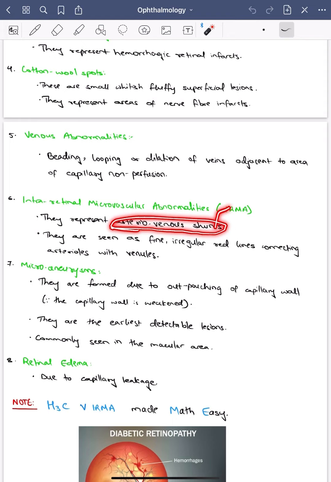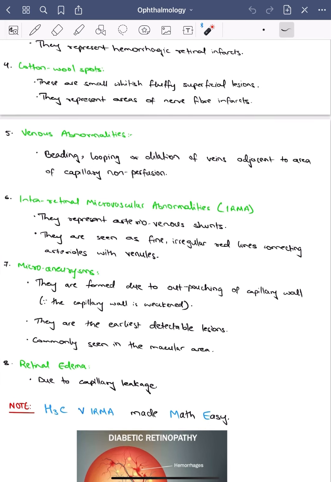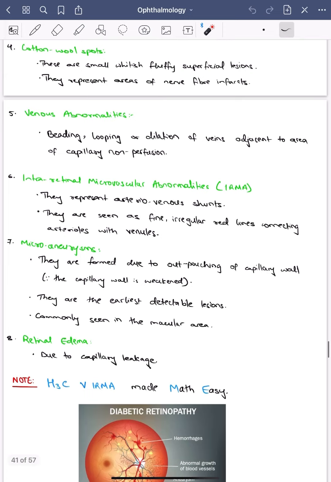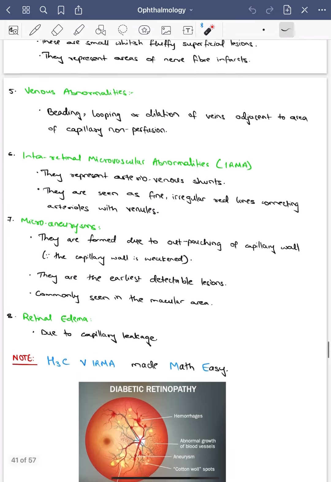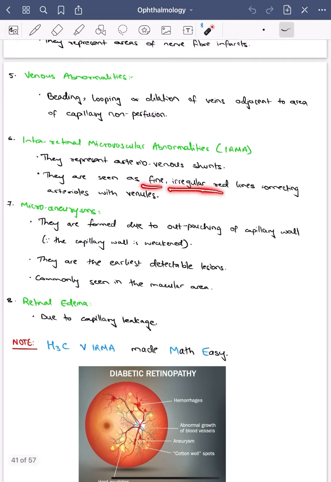Okay, we've discussed that because in the pathogenesis we discussed that due to microangiopathy there is formation of arteriovenous shunts and cotton wool spots. Okay, so this is the sixth feature, that is intraretinal microvascular abnormalities. Now, they are seen as fine irregular red lines connecting the arterioles with the venules.